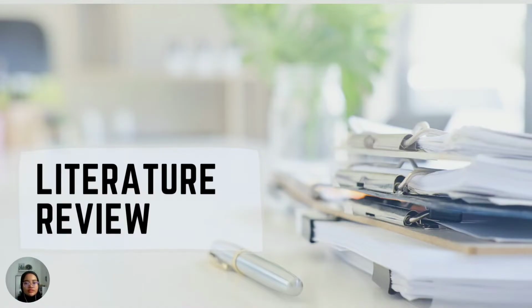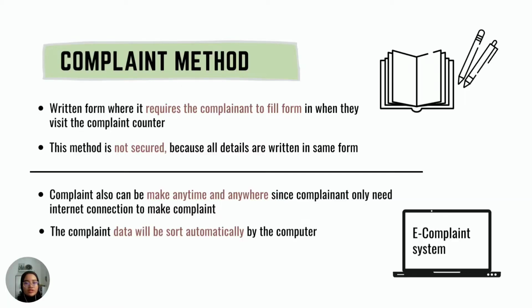So for the literature review, there are 2 complaint methods, which are the traditional method and the computerized method. So for the traditional method, it is a written form where it requires the complainant to fill in the form when they visit the respective counter. And this method is not secure because all details are written in the same form.